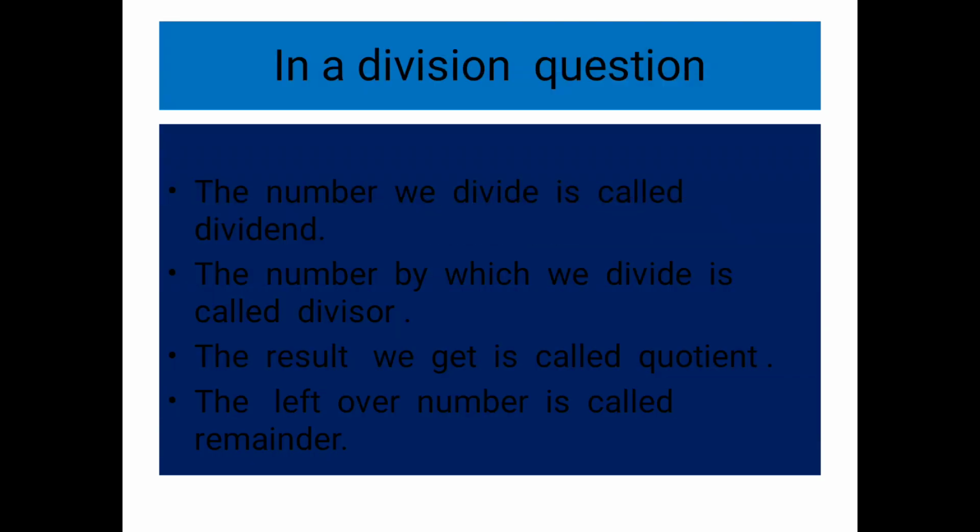Now see children, in a division question, the number we divide is called the dividend. The number which we are going to divide is called the dividend, and the number by which we are dividing is called the divisor, and the result we get after dividing a number by another number will be called the quotient.